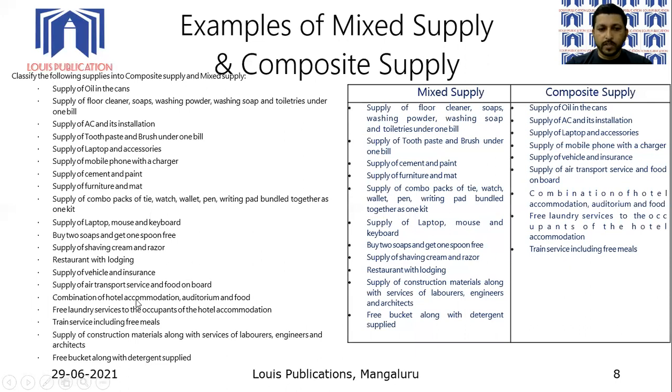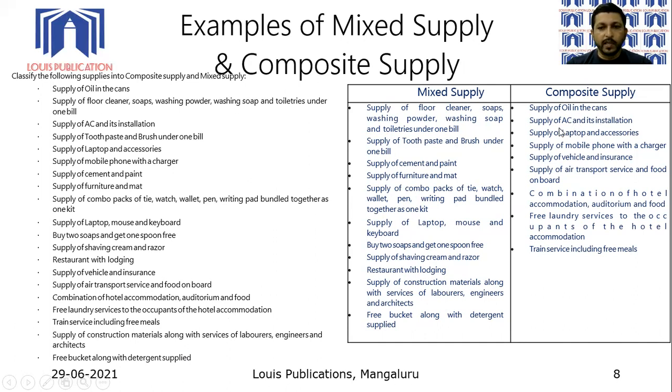Free laundry services is an example of composite supply because it's a part of their service. Almost all hotels do that, so it is naturally bundled. So these are examples of mixed supply: supply of floor cleaner and washing powder, toothpaste and brush, cement and paint, furniture and mat, combo pack, laptop, mouse and keyboard, two soaps and a spoon, shaving cream and razor, restaurant with lodging, construction material with services, and free bucket along with detergent. All these are examples of mixed supply.